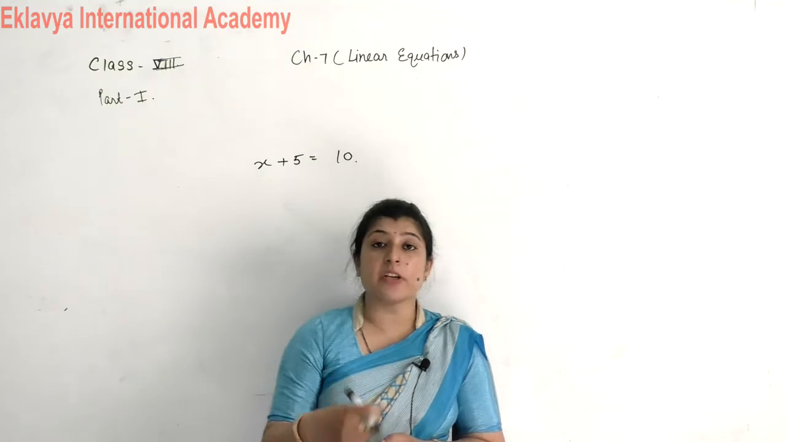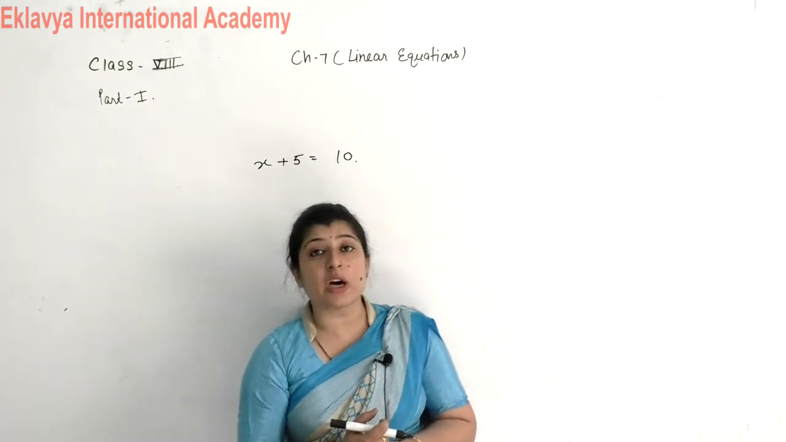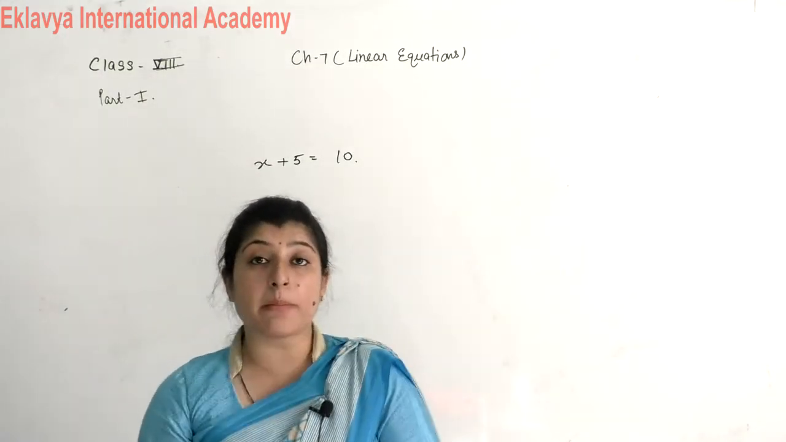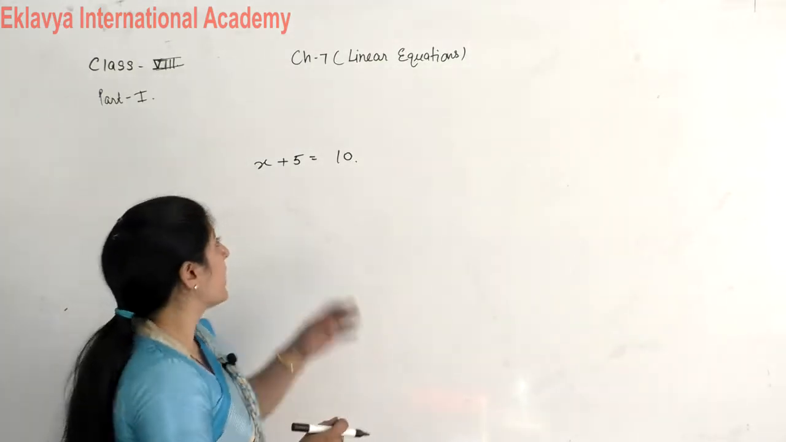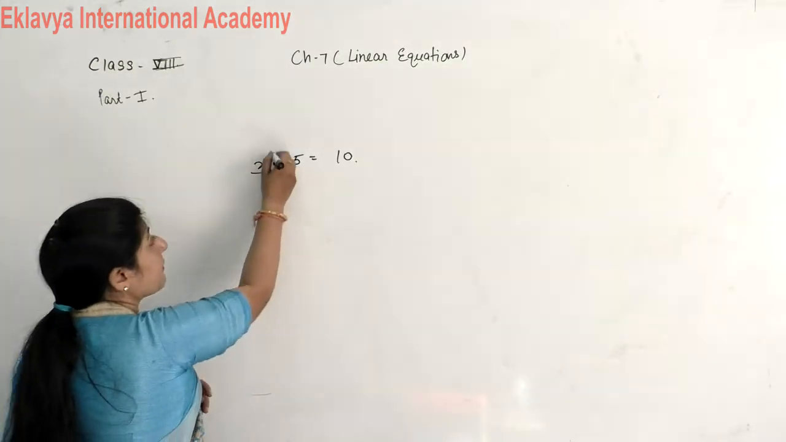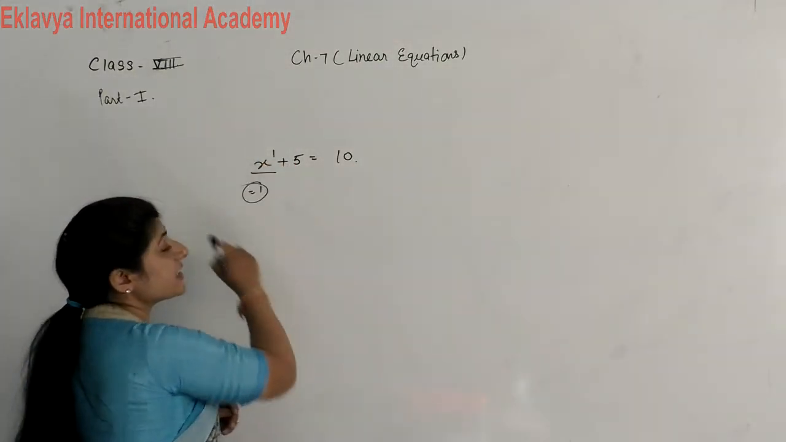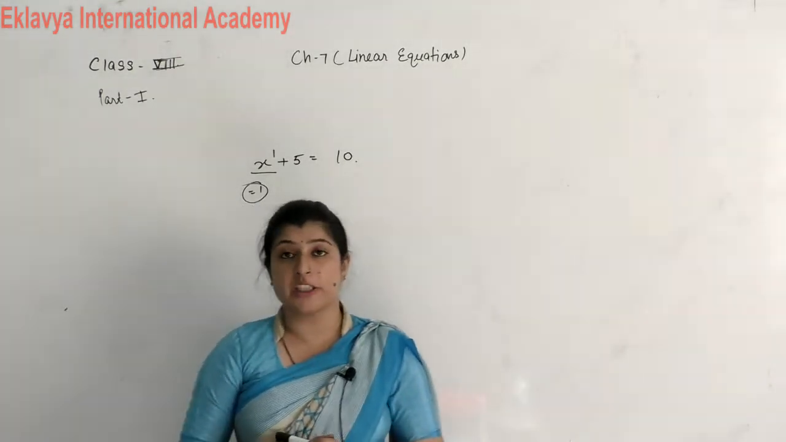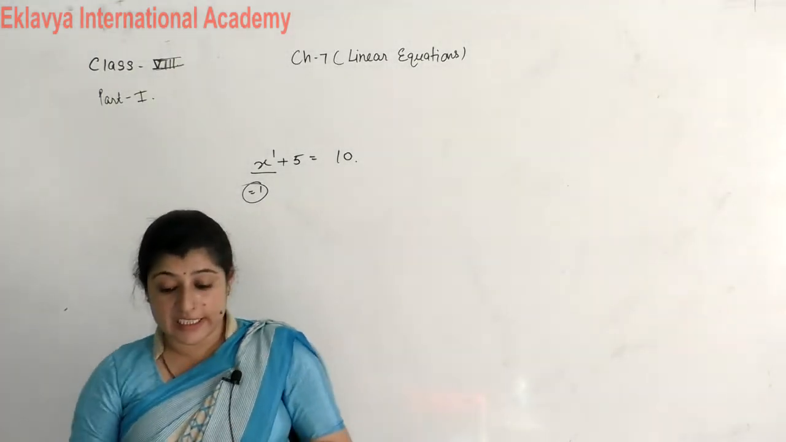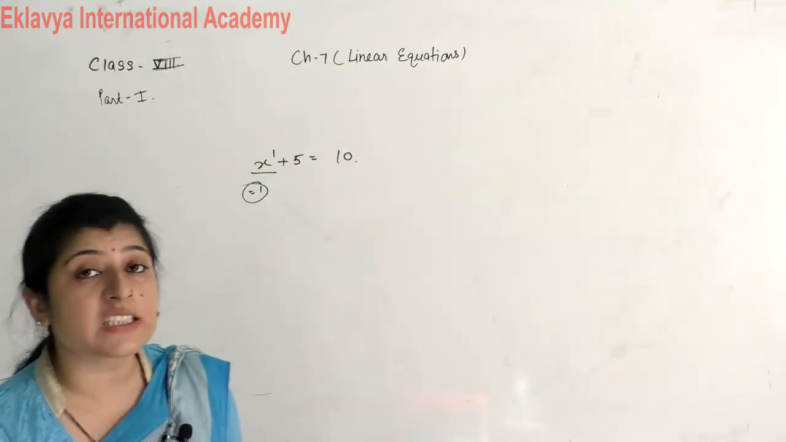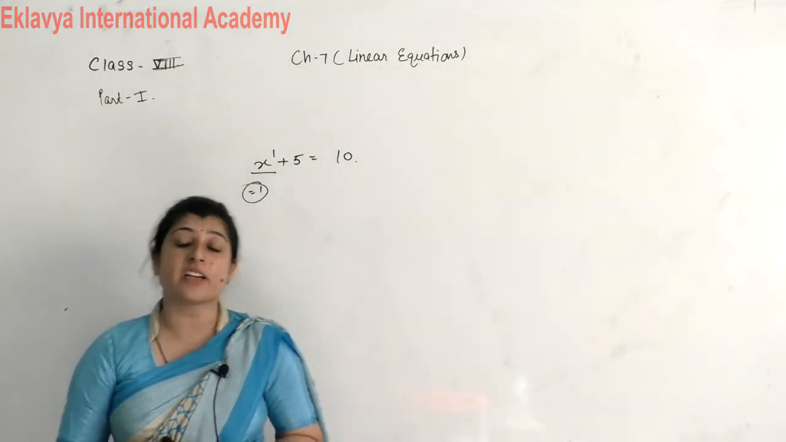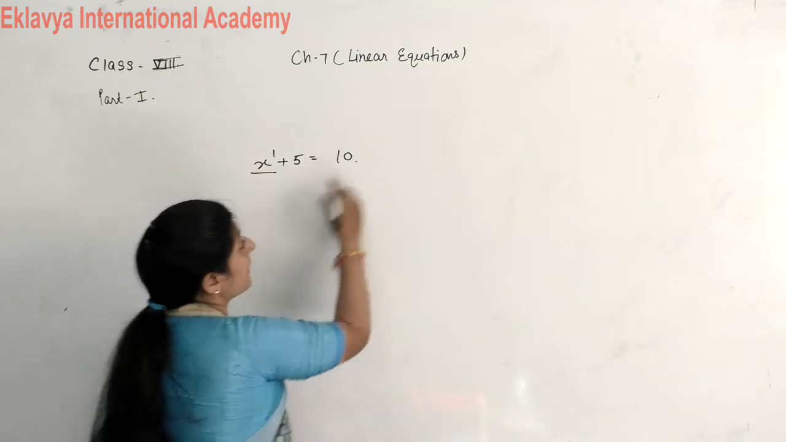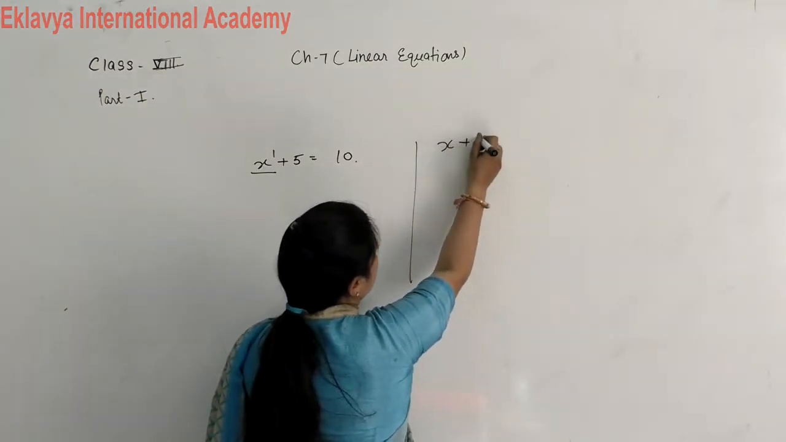It means whenever you are solving any equation, you are finding the value of the variable, and the variable's power is 1. In this equation, the highest power of the variable is 1, so it is called a linear equation. Now see, there are two methods: one is the general method and the second is the transposing method. This simple equation we can solve by both methods.